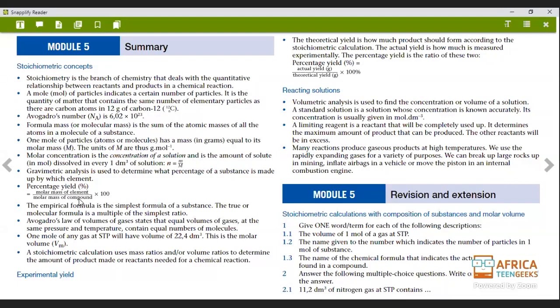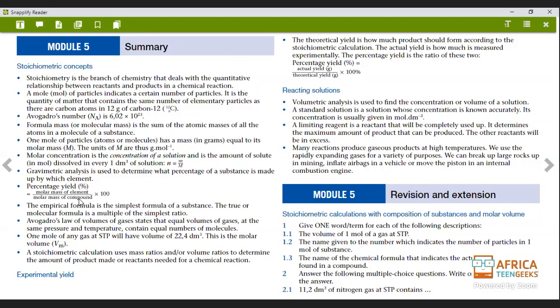And then we had the empirical formula, which is the simplest formula of a substance. The true or molecular formula is a multiple of the simplest ratio. And then we did Avogadro's law of volumes of gases that states that equal volumes of gases at the same pressure and temperature contain equal number of molecules. What is this? This is the STP. This is when they ask you to calculate any gas at STP.